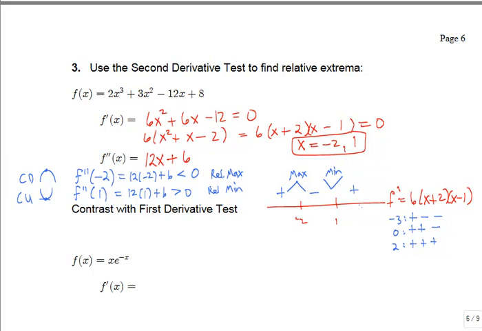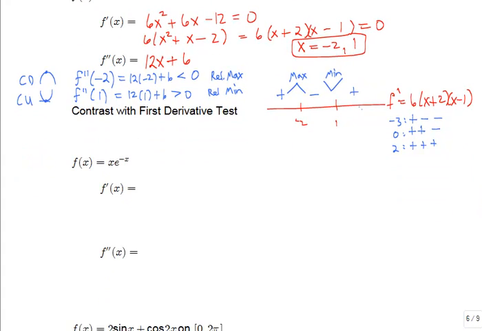It saves you a little bit of time, but I usually only use this method if all I need to know is if I have a max or a min. If I have to do other things like graph, then I just stick with my first derivative test. Okay, so let's try another example like that.